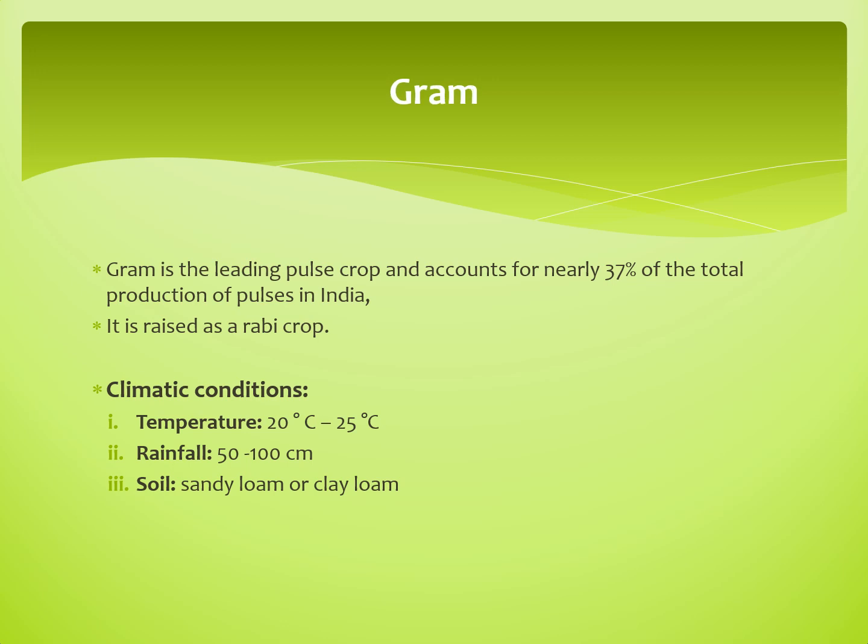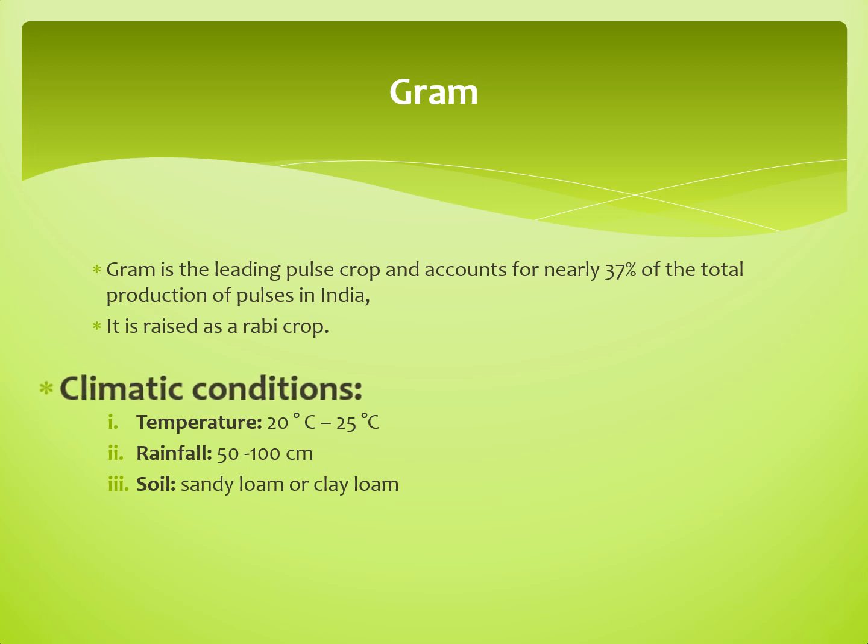Gram. Gram is the leading pulse crop and accounts for nearly 37% of the total production of pulses in India. Gram is raised as a rabi crop in those areas which receive about 10 cm of rainfall during winter. Sometimes gram is sown mixed with wheat. Now let's have a look at the climatic conditions required for growing gram.